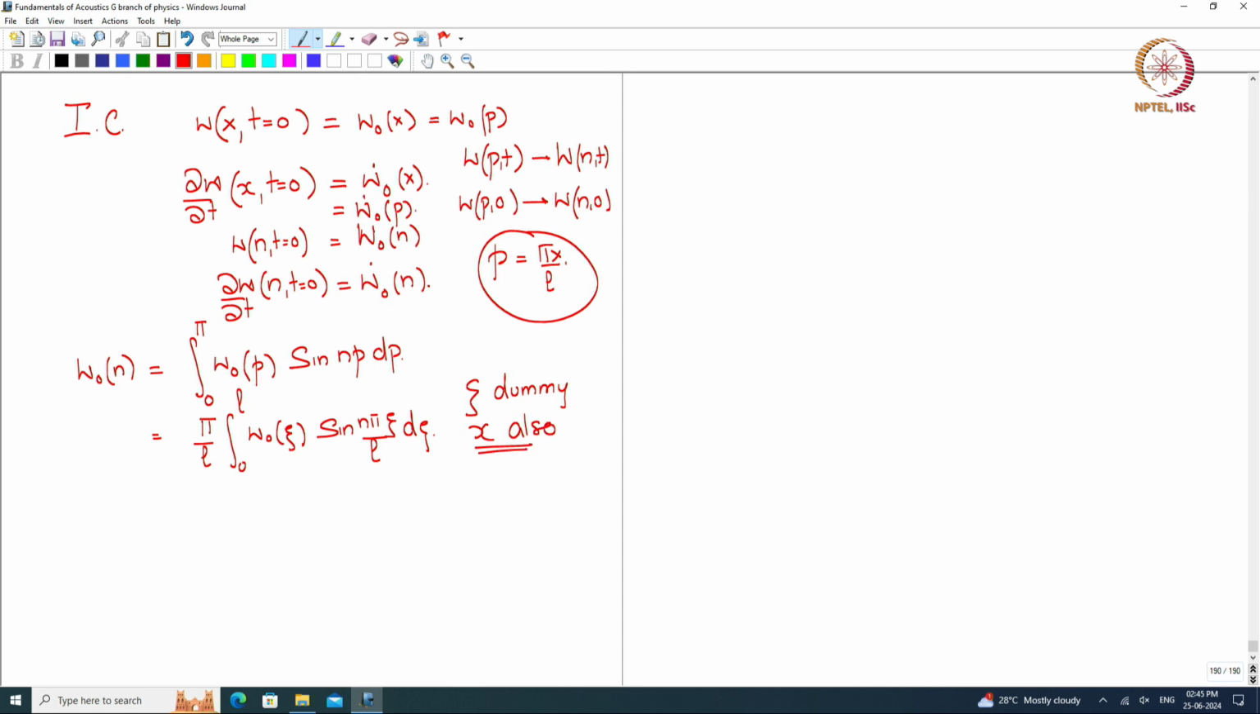Now, similarly, W0 dot in the transformed variable n is also the integral 0 to pi of w dot 0 in the p variable sine np dp, or it is pi over L integral 0 to L, and I am putting xi as the dummy integration variable, sine n pi xi by L d xi.